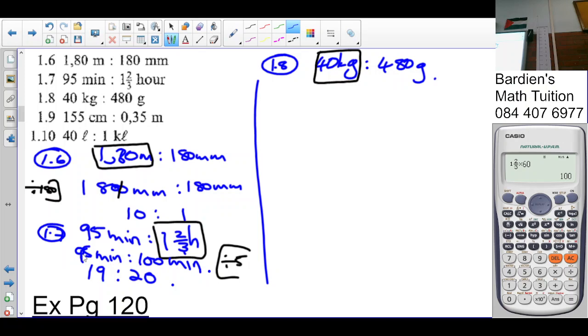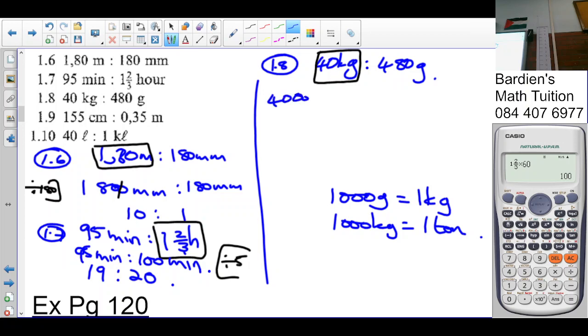Okay, again for those of you who got the wrong answers, 1,000 grams is 1 kilogram. 1,000 kilograms is equal to 1 ton. Okay. Remember that these conversions are not given in the exam. So you guys must memorize these things. So if you're going to convert 40 kilograms to grams, how many grams would be the equivalent of 40 kilograms? 40,000 grams is to 480 grams.